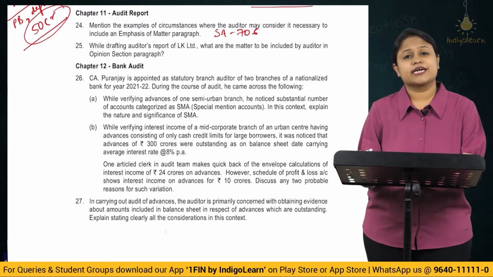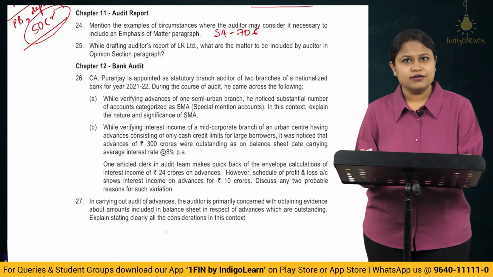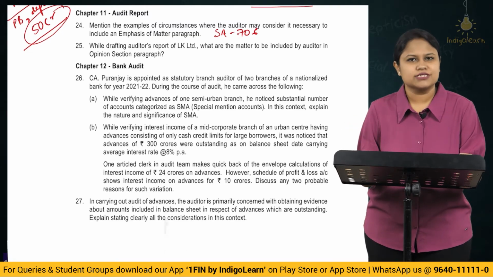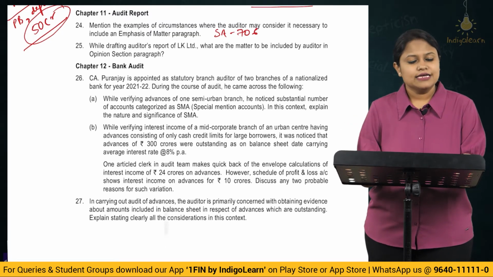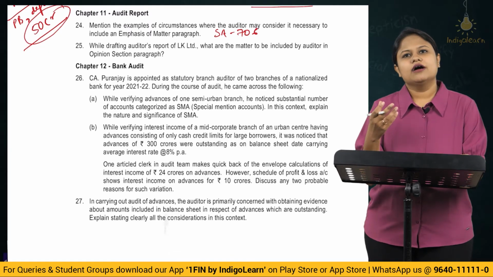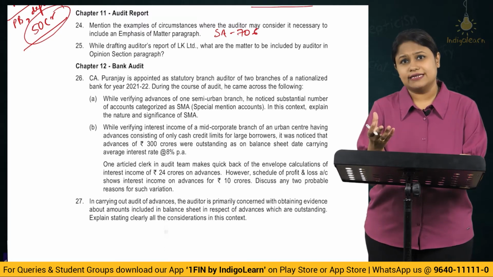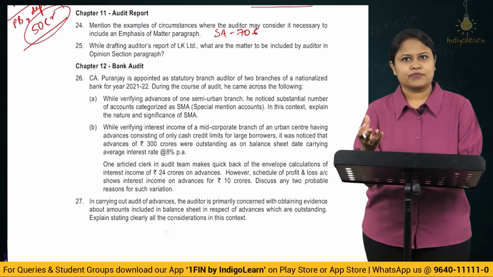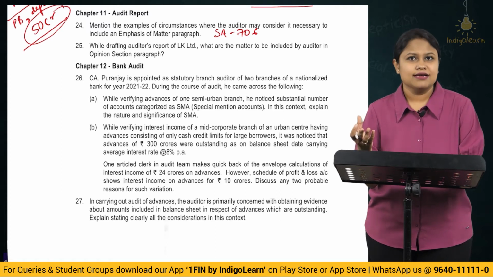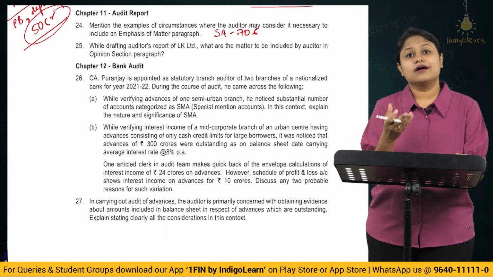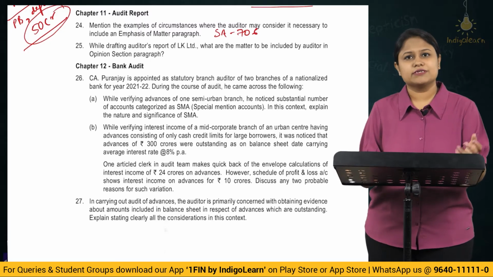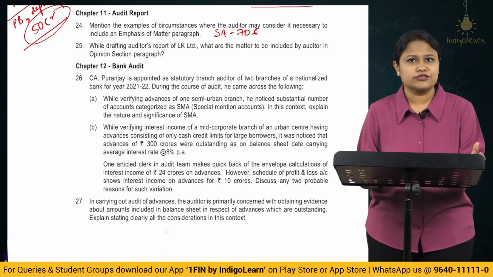Then there could be a major catastrophe which is having an impact even today, a continuing impact on the financial statements or on the entity. Then there could be a possibility of uncertainty relating to the outcome of a litigation. Okay, so that also could be considered as EOM. Sometimes early application of an accounting standard, if permissible, which is having a material impact on the financial statements.